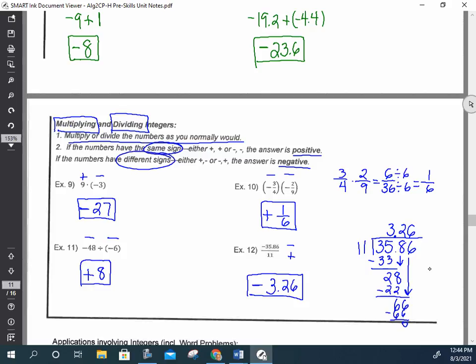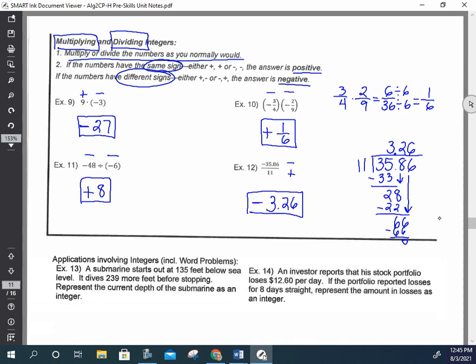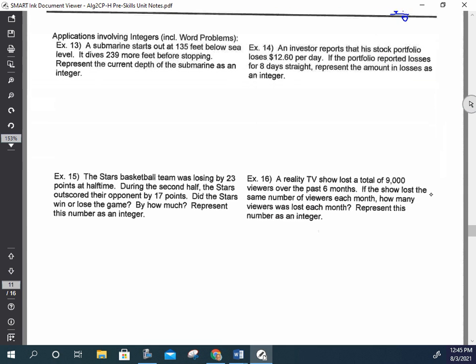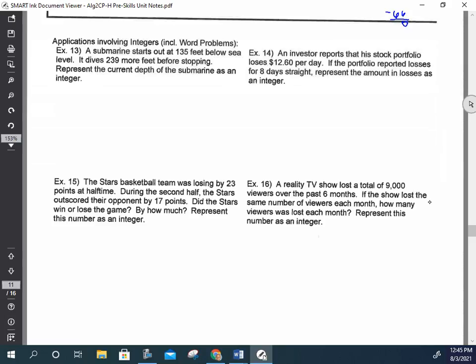So we have looked at the computational aspects of adding, subtracting, multiplying, and dividing. We'll wrap up this particular lesson with looking at word problems involving integers. So again, that means with these word problems, some of your answers will be negative. And the negative will indicate something. So keep that in mind.